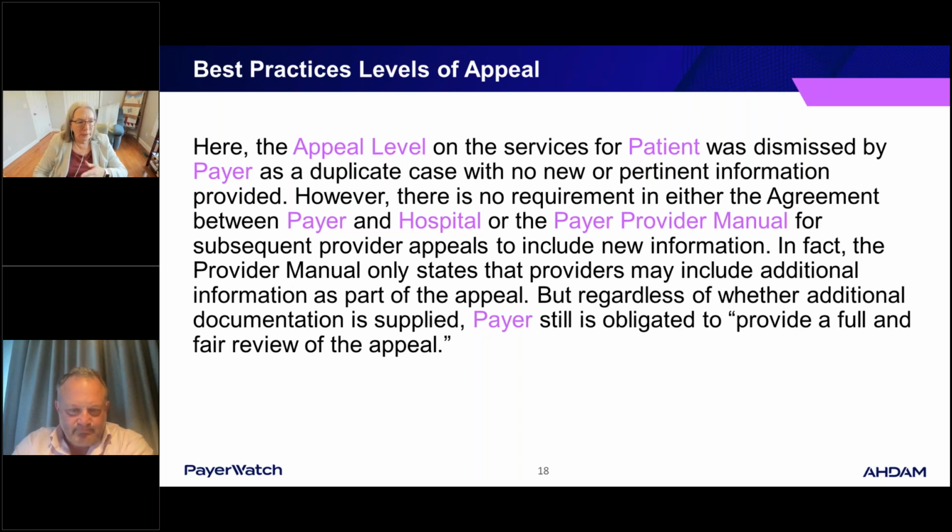Here, the appeal level, so you'd write in there level 2 or reconsideration, whatever the payer is calling it, on the services for a patient was dismissed by the payer as a duplicate case with no new or pertinent information provided. However, there's no requirement in either the agreement between the payer and the hospital or the payer provider manual for subsequent provider appeals to include new information. In fact, the provider manual only states that providers may include additional information as part of the appeal. So, may include additional information.